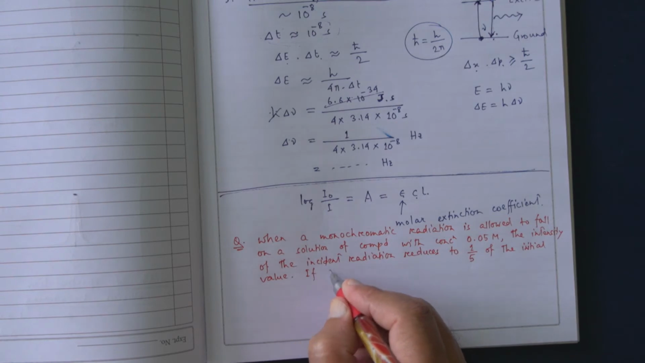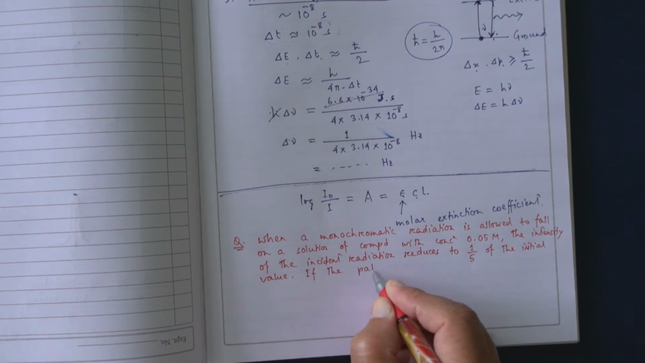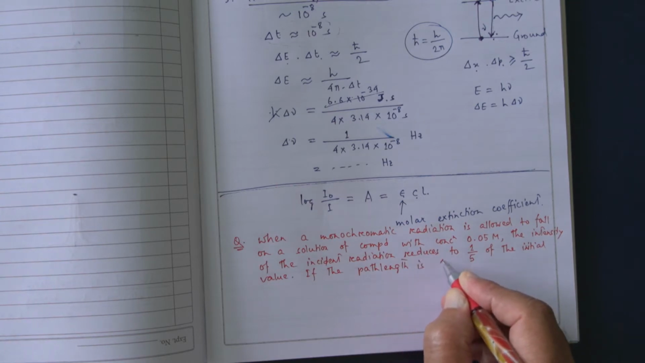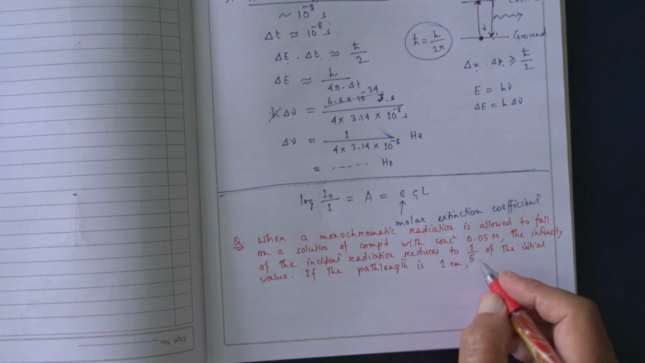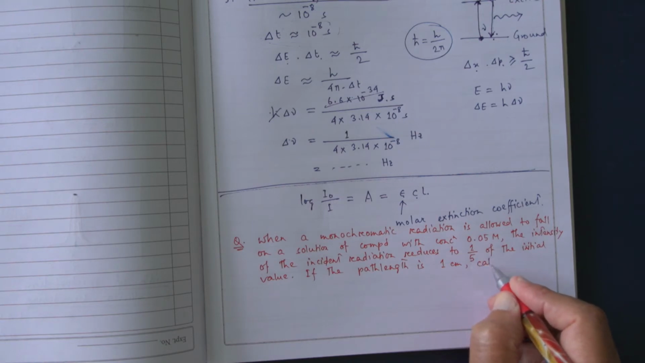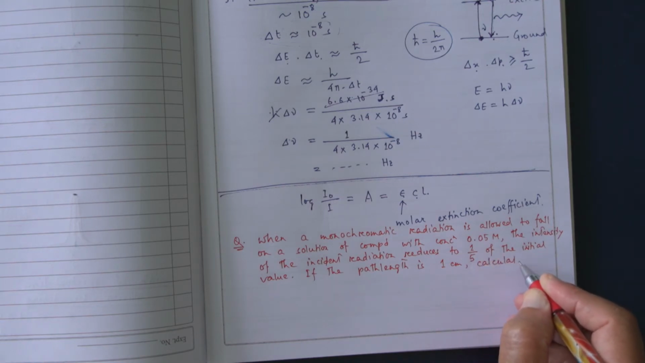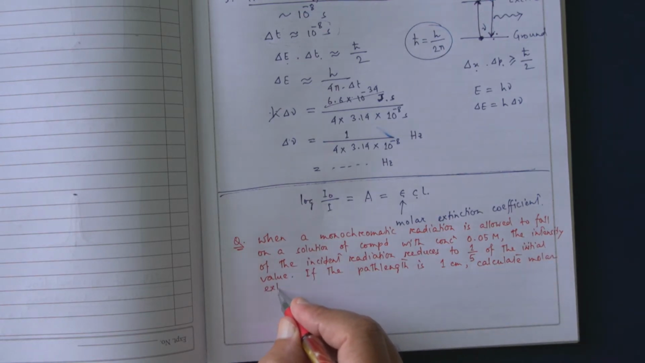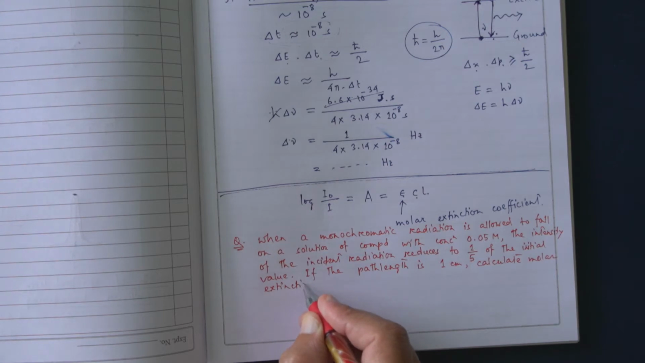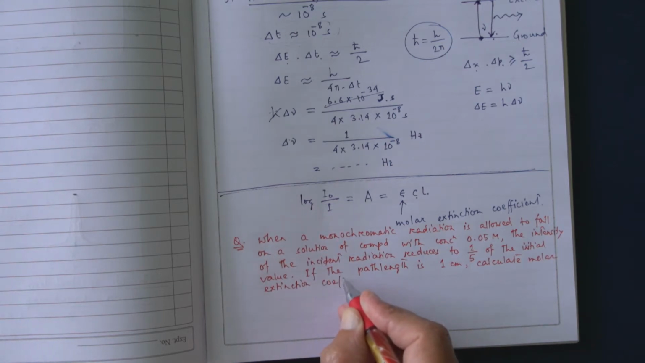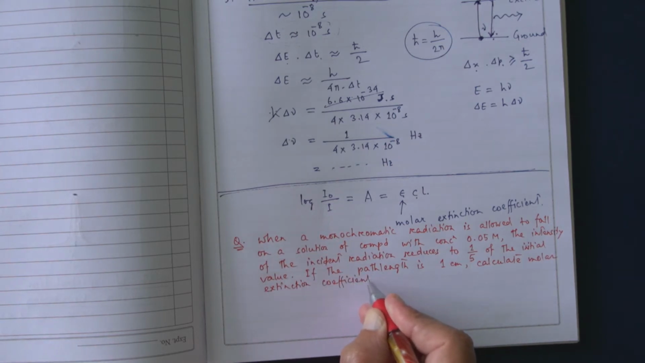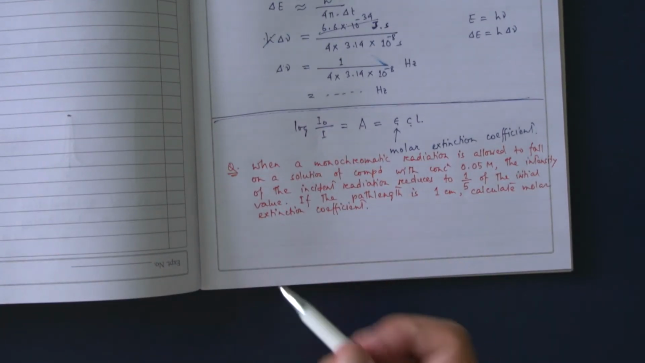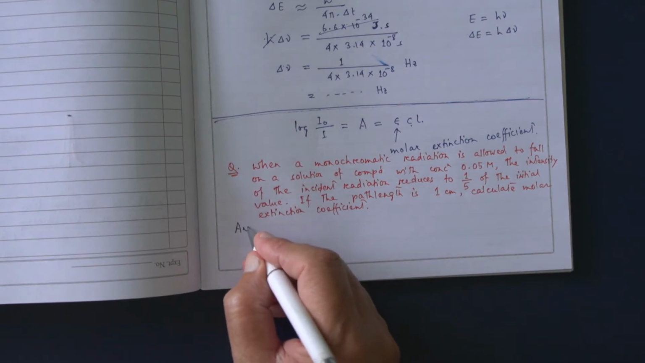If the path length is 1 centimeter, calculate the molar extinction coefficient. So a problem may be asked like this. Now, you see how to solve this type of problem.